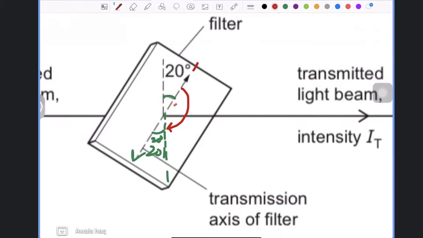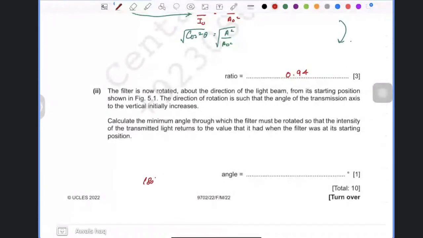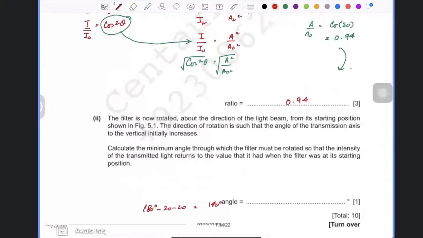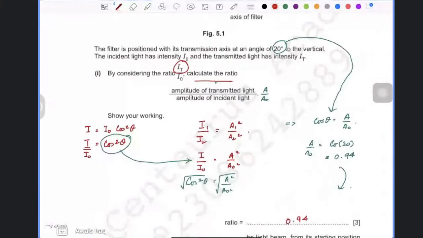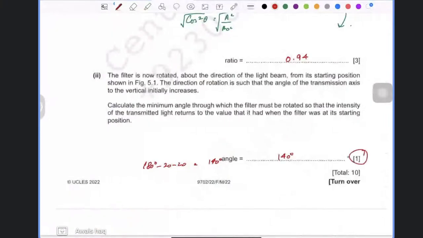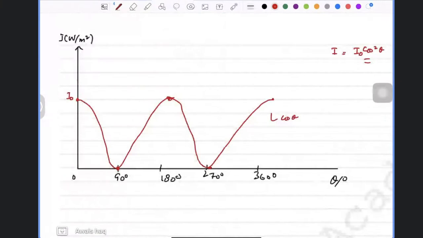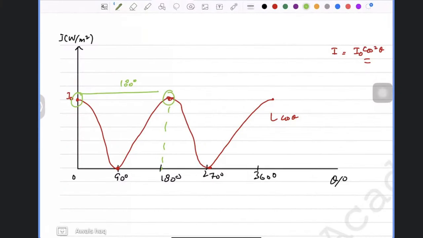Okay, so the total rotation will be 180. So I could say 180 degrees minus 20 minus 20, which is 140 degrees. 20 from this side, 20 from this side. Do you get it? So then it would be an angle of 140 degrees. That's why this is just one mark, because you just need to see when it will be 20 again. So remember, to reach the same intensity again, you need to rotate by 180 degrees. It was already 20, and after that you also need to come to 20, then 180 minus 20 minus 20 would be exactly 140. Understood?